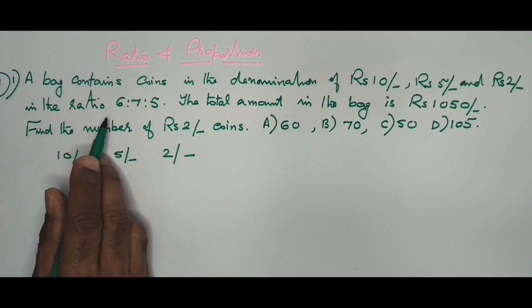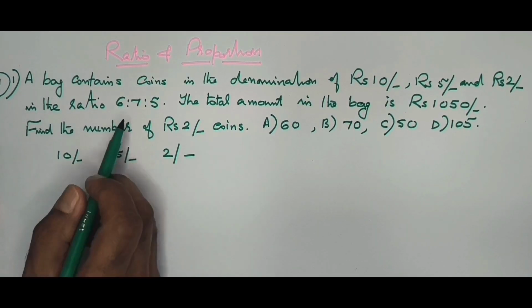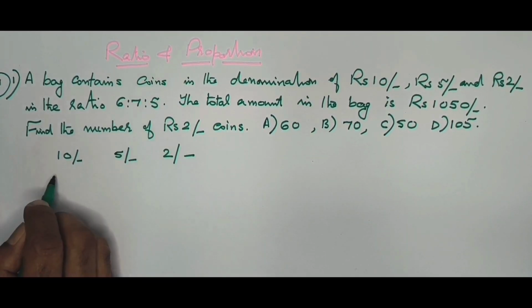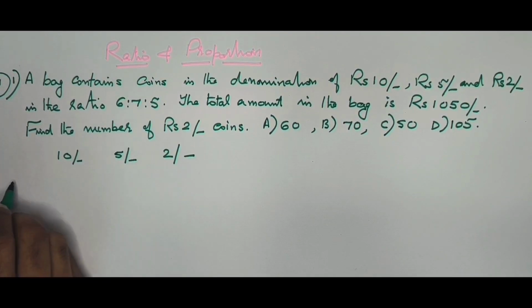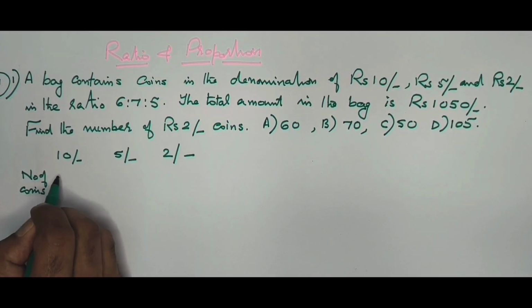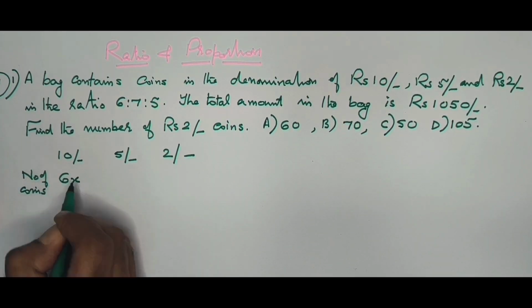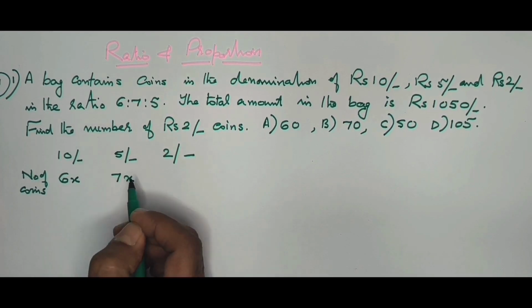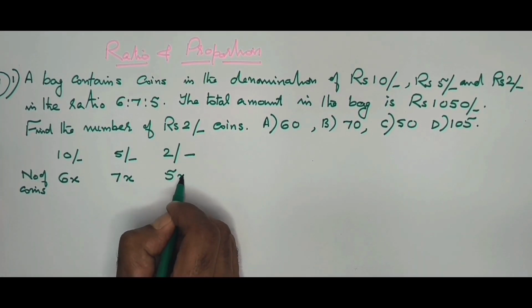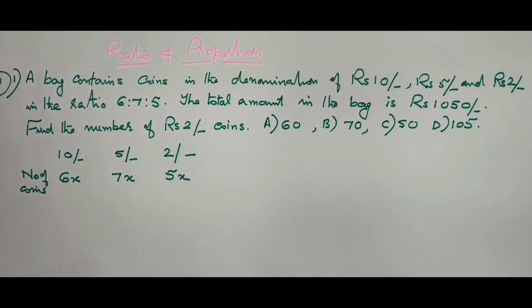These coins are in the ratio 6 is to 7 is to 5. What does this mean? Using the very basic definition of ratio concept, number of 10 rupee coins will be 6x, 5 rupee coins will be 7x, and 2 rupee coins will be 5x. That is the meaning of ratio.